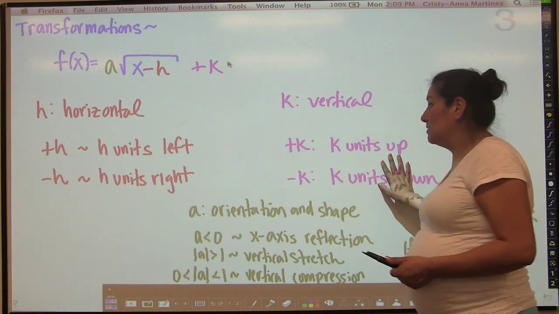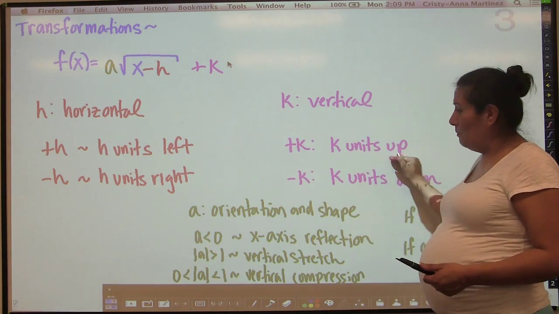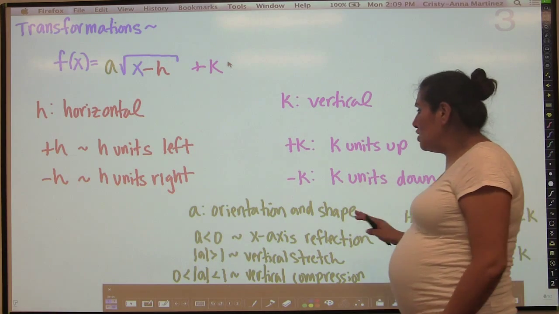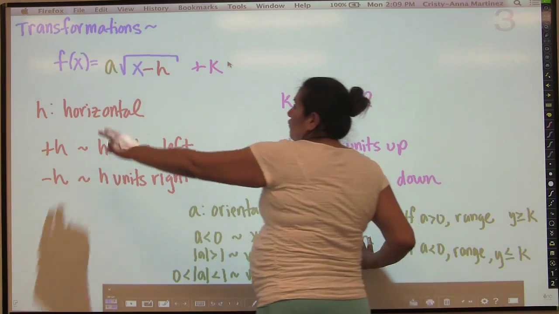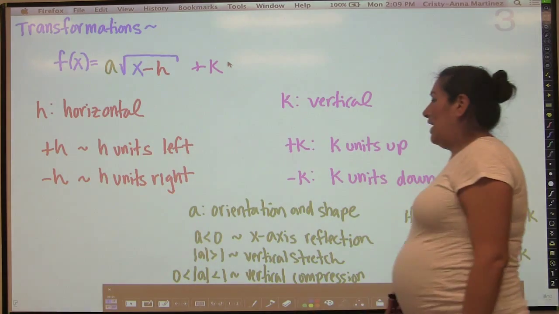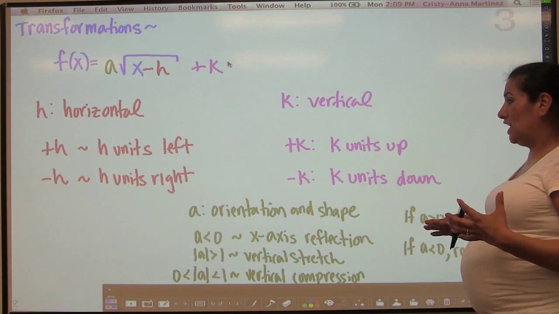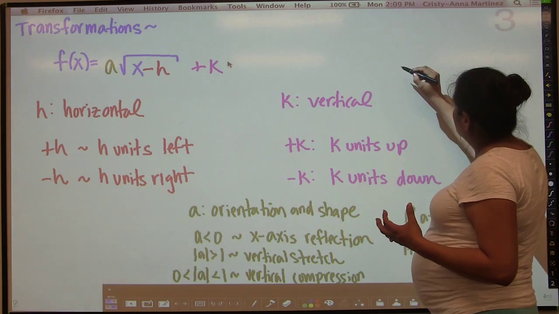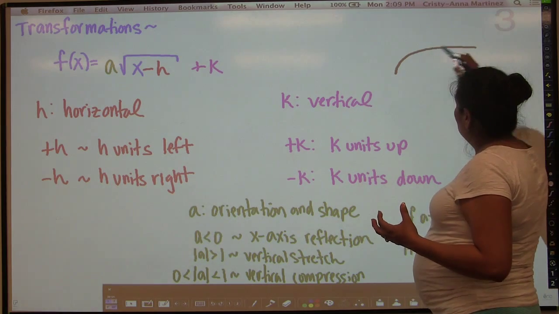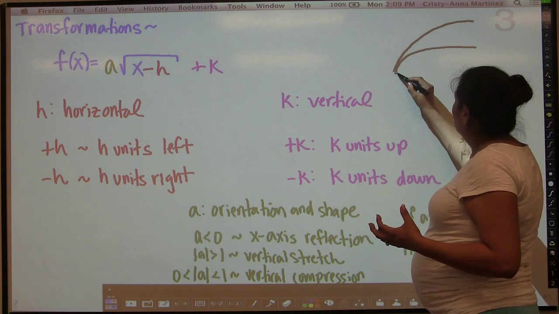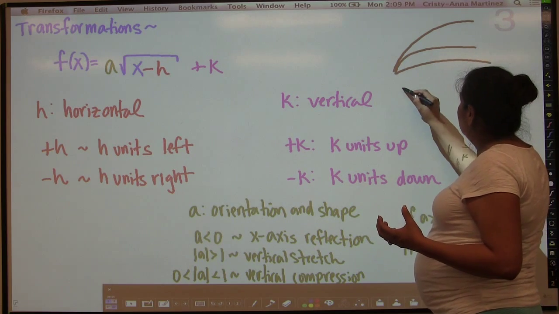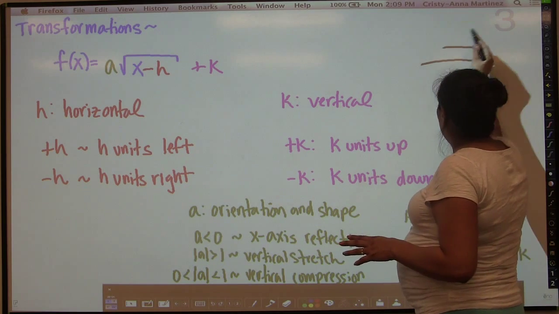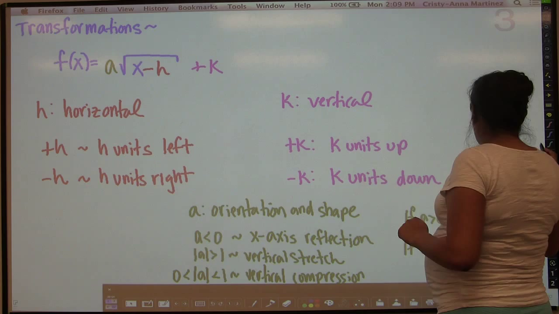But in the K's case, a positive K means positive up, and a negative K means negative down. Very straightforward with the K's. And then you have A. A is the number in front of the square root. So the A is responsible for the orientation and the shape of the graph. In other words, you can have a square root function that looks like this, or it can be like a fatter one or a skinnier one. It can be upside down. So all of those things are determined by the value of A, just like it was with the parabolas.